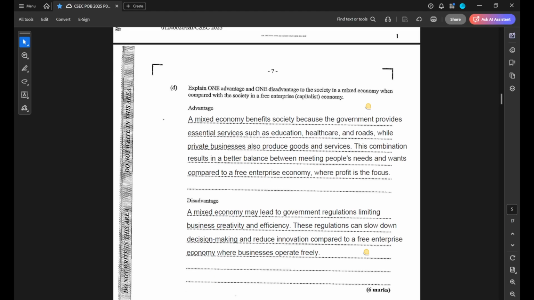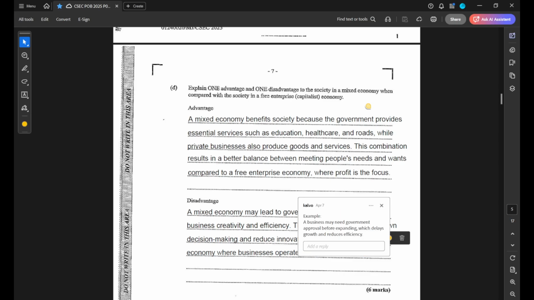Disadvantage. A mixed economy may lead to government regulations limiting business creativity and efficiency. These regulations could slow down decision making and reduce innovation compared to a free enterprise economy where businesses operate freely. Hmm, that's a valid point. So let's see the note right here. A business may need government approval before expanding, which delays growth and reduces efficiency.